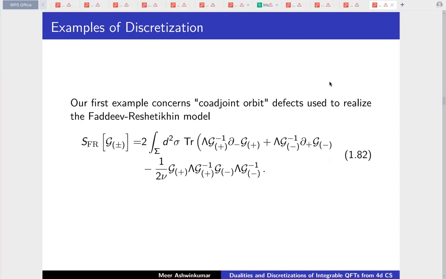So earlier I mentioned the Faddeev-Reshetikhin model, and the Faddeev-Reshetikhin model is basically just this. It has this Lagrangian where lambda can be understood as some matrix proportional to one of the generators of the Lie algebra of SU(2). That means it's T3 in terms of the usual Pauli matrices. Or more generally, it is a highest weight of some irreducible representation of SU(2), or more generally of some gauge group G. All right. This can be realized in 4D Chern-Simons theory.